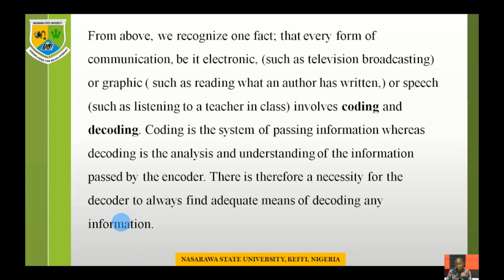Now, from what I've said above, we recognize that every form of communication, whether it is electronic, such as television broadcasting, or graphic, or reading what an author has written, or a speech where the individual listens to a teacher in class, all this involves coding and decoding. What is coding? Coding is the system of passing information, whereas decoding is the analysis and understanding of the information passed by the encoder. There is therefore a need and a necessity for the decoder to always find adequate means of decoding any information. And that's what we do as students. We try to decode what an author has to communicate per time.